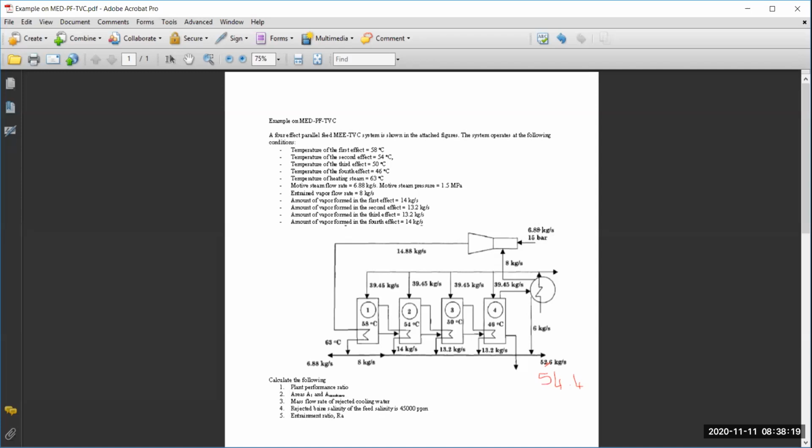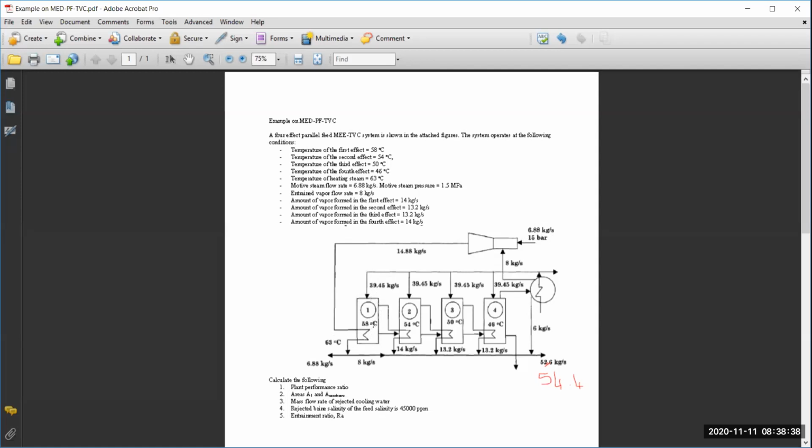And then I'll just talk quickly about the steps of the solution, and then we are going to go through it one by one. Second thing is talking about the area needed. To calculate the area A1, I need to focus on effect number one, and make an energy balance of effect number one.